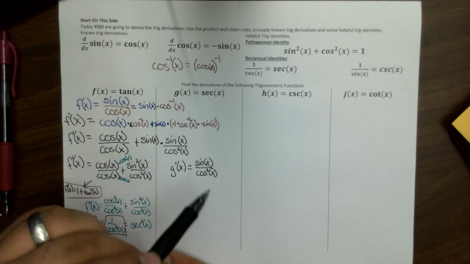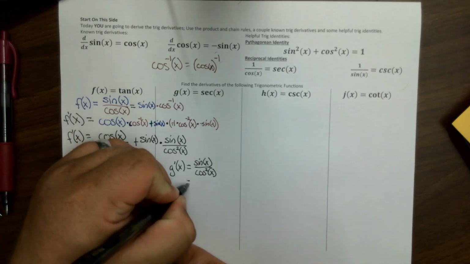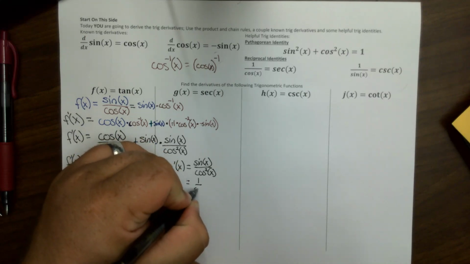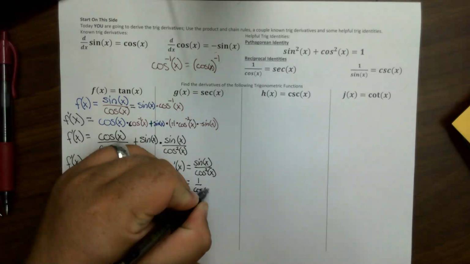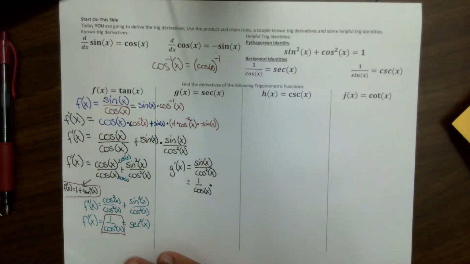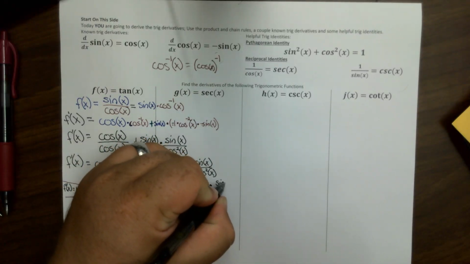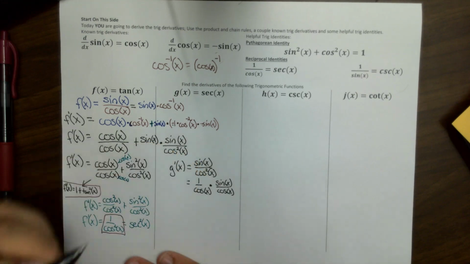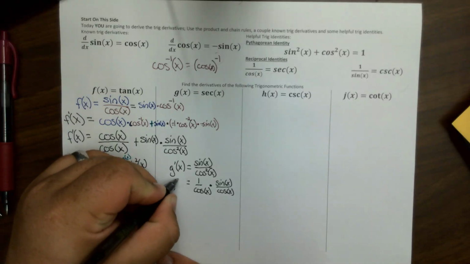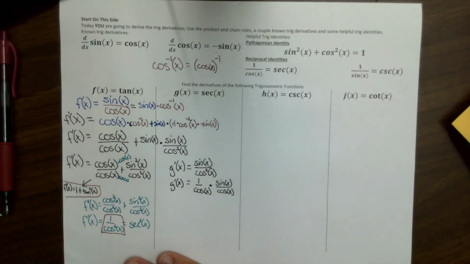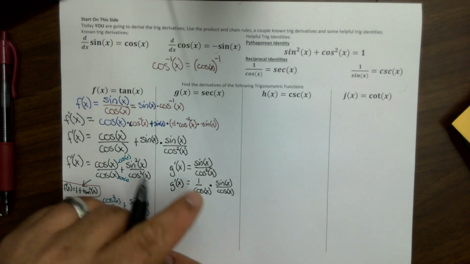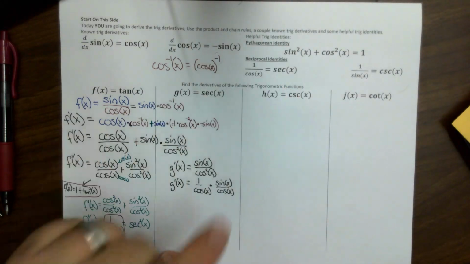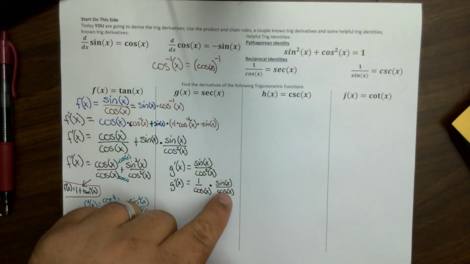And this can be broken apart into 1 over cosine times sine over cosine, which also is not written on that back wall. But it's getting closer because this is secant. And this is tangent.